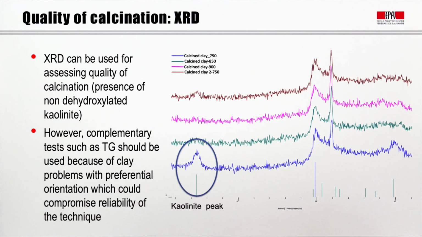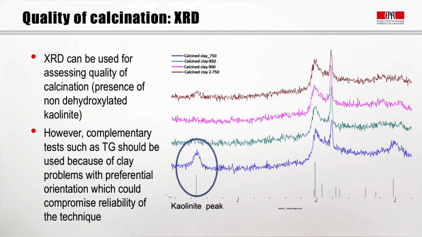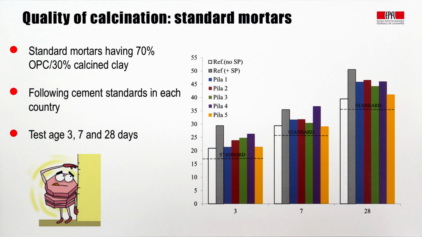If we look at the X-ray diffraction, this is the kaolinite peak here, and we can see that again in this sample here that this has not completely disappeared, and again in this sample up here we still have a trace of kaolinite. The ideal test, of course, is to do a mortar test according to the standard of the country you're in. This shows typical results for different clays calcined in Cuba. The dotted line indicates the requirement of the standard, and we can see all of these surpass that. But clearly, there's an optimum in this one here.